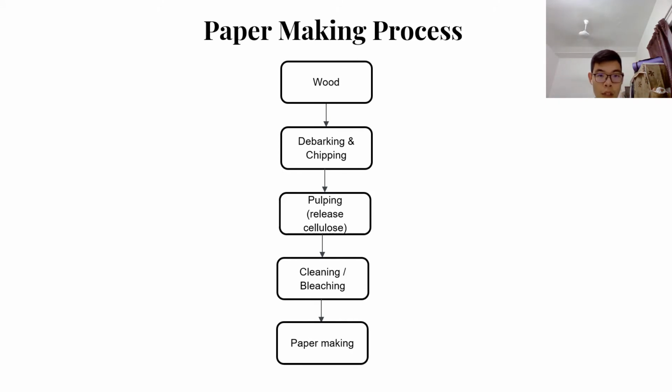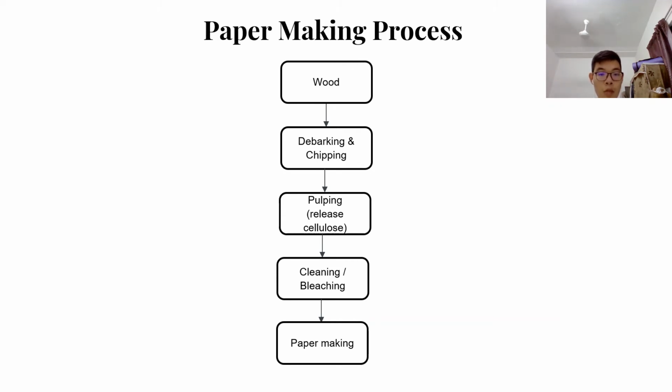For example, in the paper making process, the wood undergoes various procedures to make paper. At the beginning, the wood is chopped and undergoes debarking and chipping, where the wood is shredded or chopped into smaller pieces.